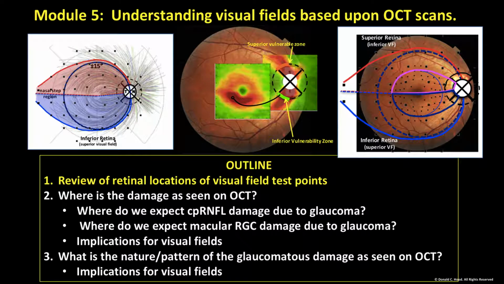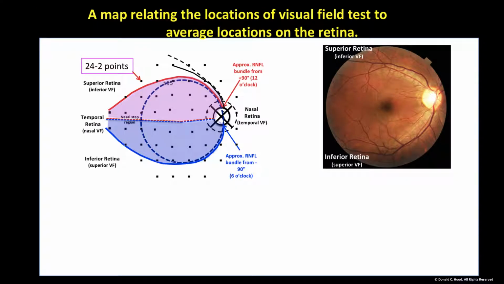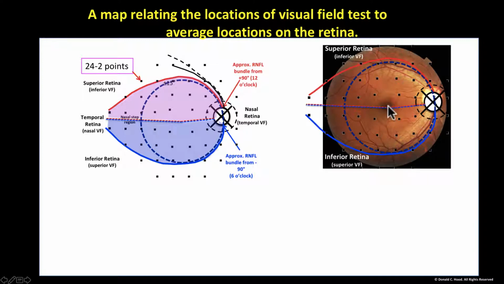Okay, so first, a review of retinal locations of visual field points. So here's our model with the 24-2 points superimposed. If we put these points on top of the fundus photo, we see this representation here on the right. Here's our model superimposed upon this.